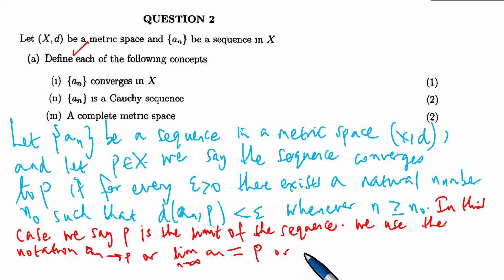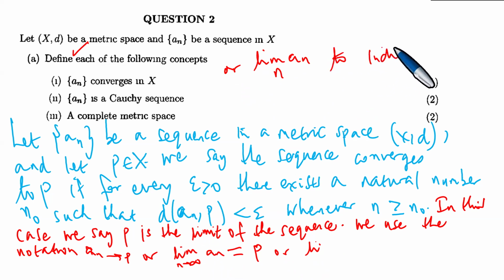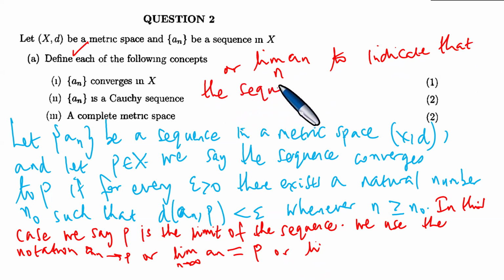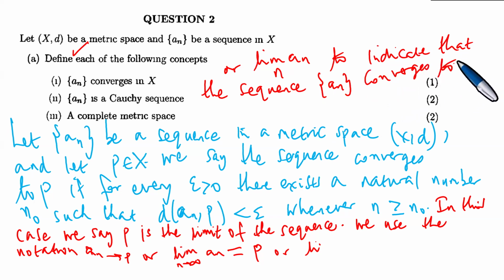Or we use another notation. There are fun notations. To write clearly here, you have the limit as n approaches infinity of AN, to indicate that the sequence converges to P. Okay, the blue one is the answer to this question.